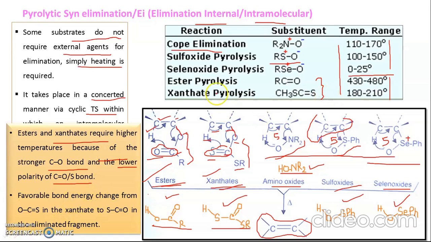And now just compare these two, ester and xanthate. In case of ester, the temperature is comparatively high with respect to the xanthate, isn't it? So why is it so? Because of the favorable bond energy change from O-C double bond S. If you look at xanthate, before the reaction it is O-C single bond and then C-S double bond. And now it is changing to C-S single bond and C-O double bond. So this is favorable. That is, from C-S double bond, now you are getting C-O double bond, which is a favorable bond energy change. So as it is a favorable process, in case of xanthate you are providing lower temperature compared to the ester.